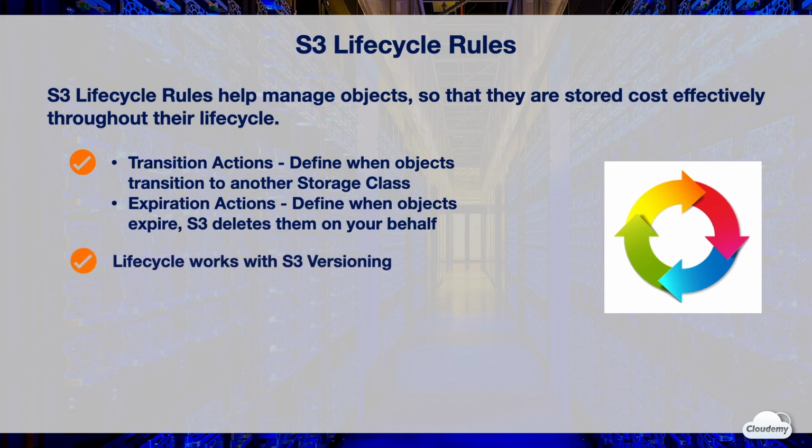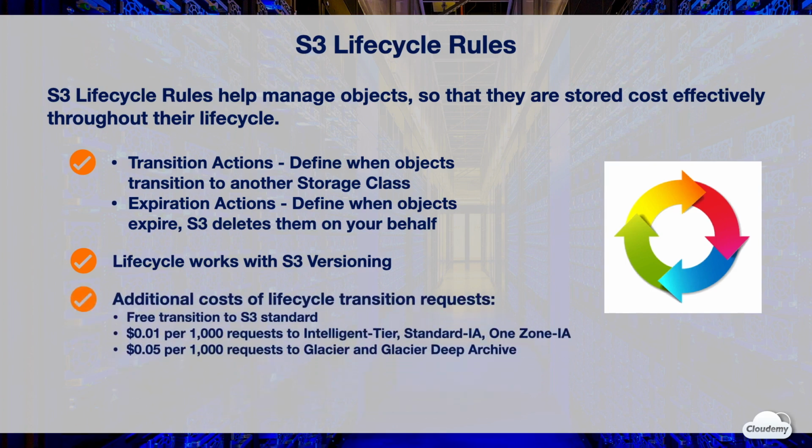S3 lifecycle rules also work with S3 versioning. You can create lifecycle rules to define storage class transitions for the current version and previous versions. For example, you can transition old object versions to S3 Glacier after they become non-current.